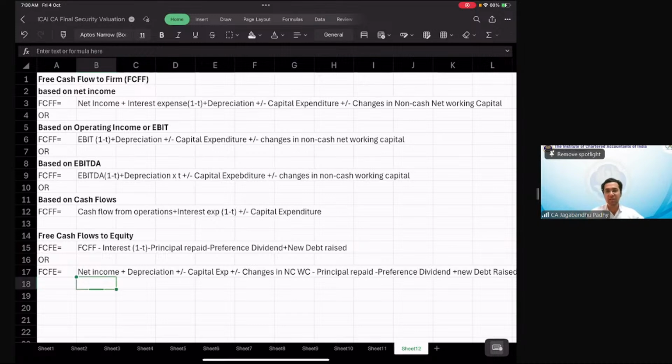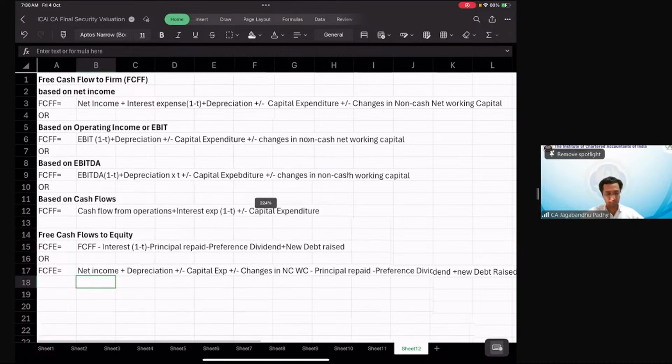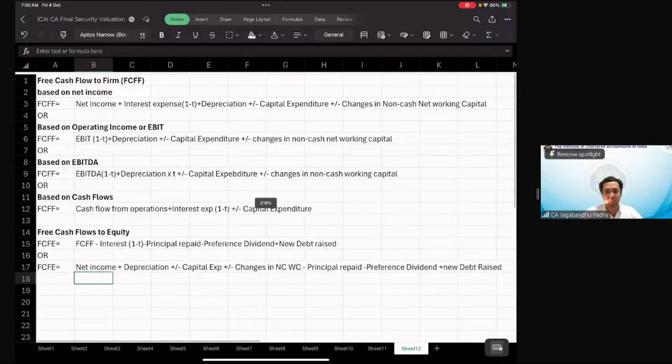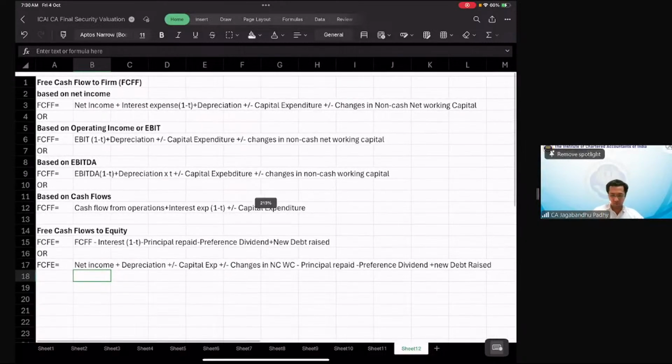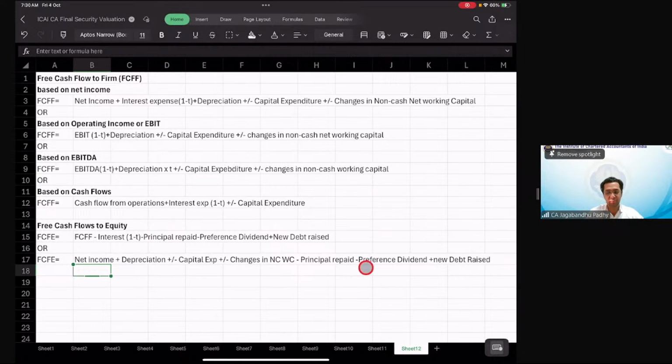Now, new debt raised will include your preference shares also. And of course, if you're paying any preference dividend, that needs to be subtracted. And if you're issuing any new debentures, getting a new loan, or new preference shares are issued, that is also going to be included in this aspect. Okay, so that's how we compute the FCFE from the balance sheet and P&L. If you're taking from the balance sheet, from retained earnings instead of net income, the increase in retained earnings, the changes in the retained earnings, is what you're going to consider.